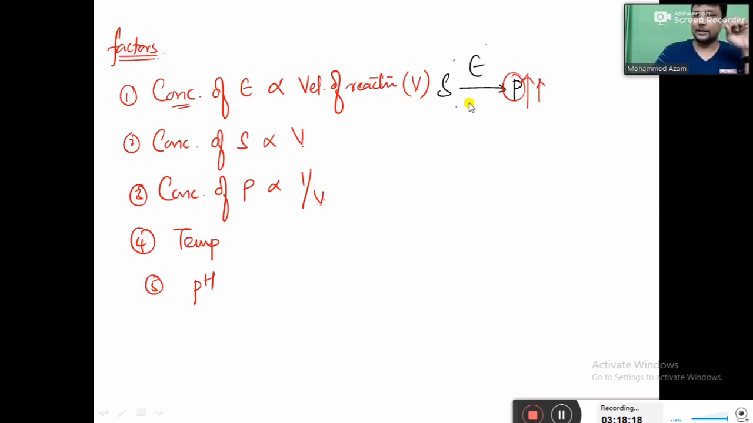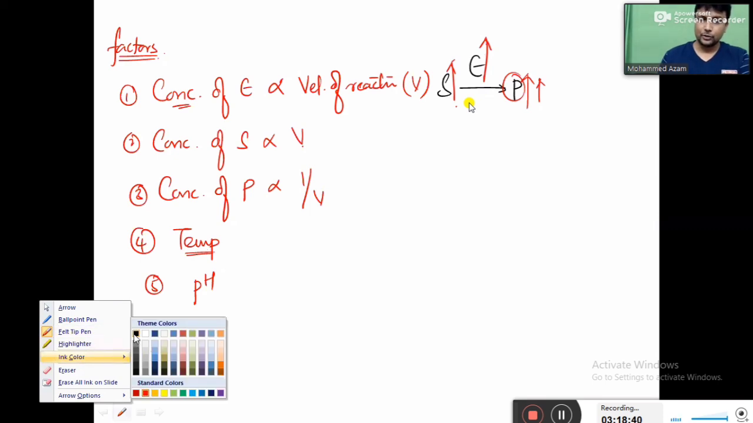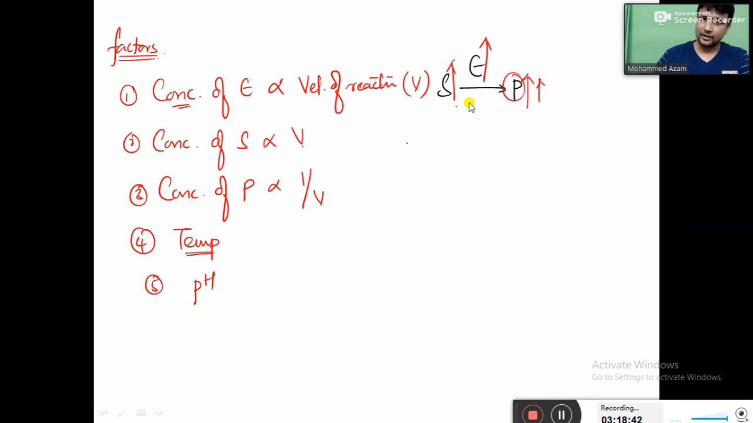So the final conclusion: more the enzyme, more the velocity; more the substrate, more the velocity; but more the product, less the velocity of the reaction. That's all. You have to remember this. And now what about temperature? If we increase temperature, what will happen to the velocity of the reaction? For that, let us take a graph here.